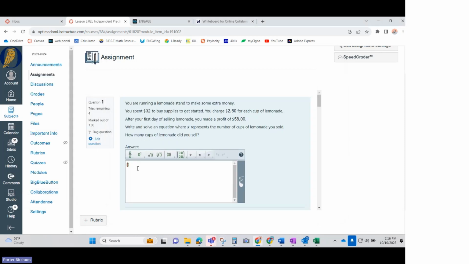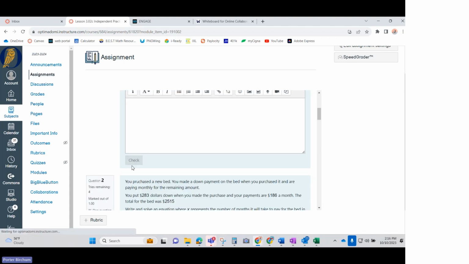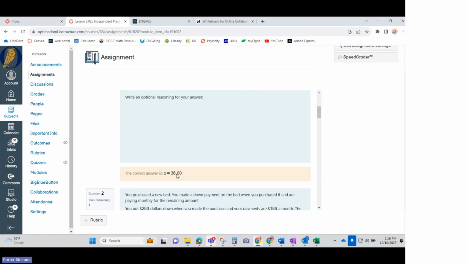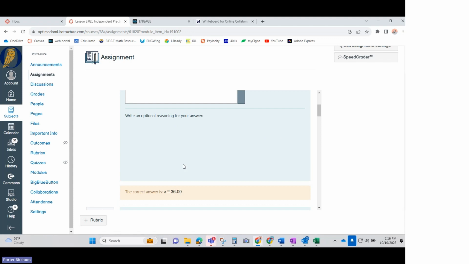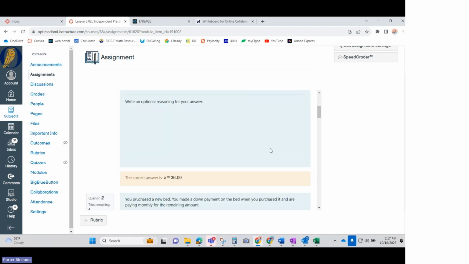X equals 36. And check. Nice. Looks like the correct answer was 36.00, but that means the same thing. So in your answer box, you are only putting the answer to the question, not the equation that you write.